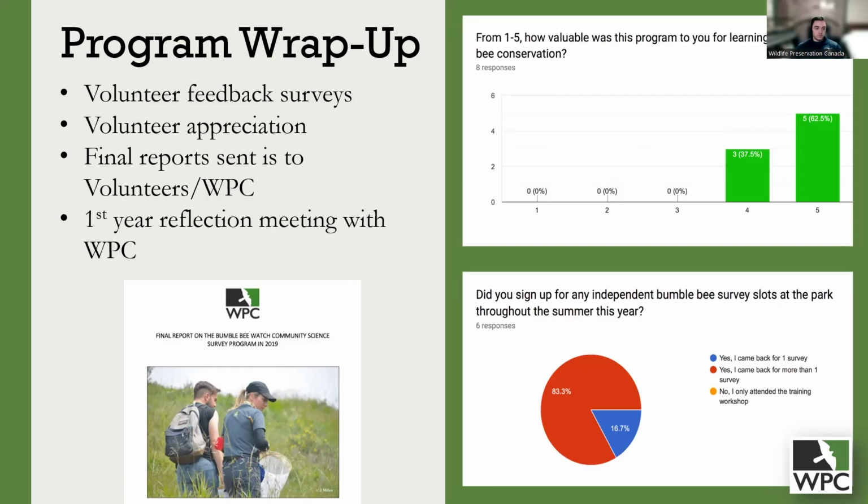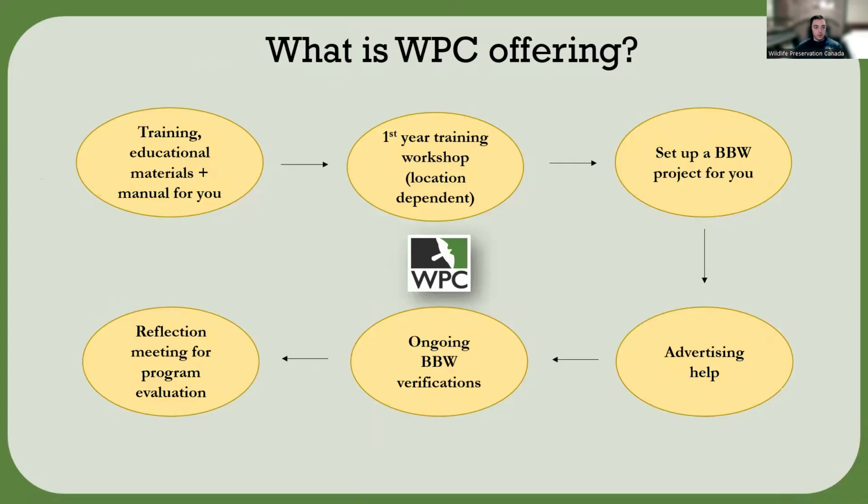So a yearly report to your volunteers is always a good idea. A report to us is also important, specifically for the first year of the program. And this will accompany a reflection meeting where we can assess how the program performed, how things went on your end as the host and on the volunteer side of things, and then implement whatever changes might be necessary to improve for next year. So this section has been pretty dense. I want to wrap up by just summarizing what WPC is offering through these Bumblebee community science platforms or programs, sorry.